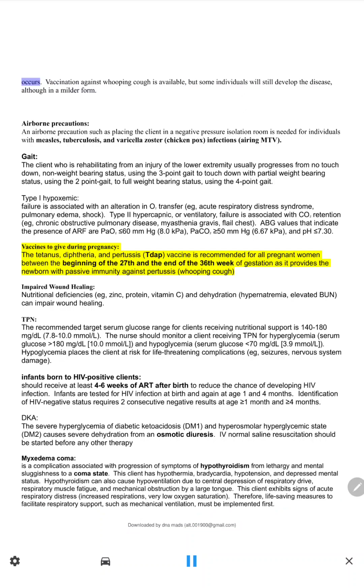Vaccination against whooping cough is available, but some individuals will still develop the disease, although in a milder form.